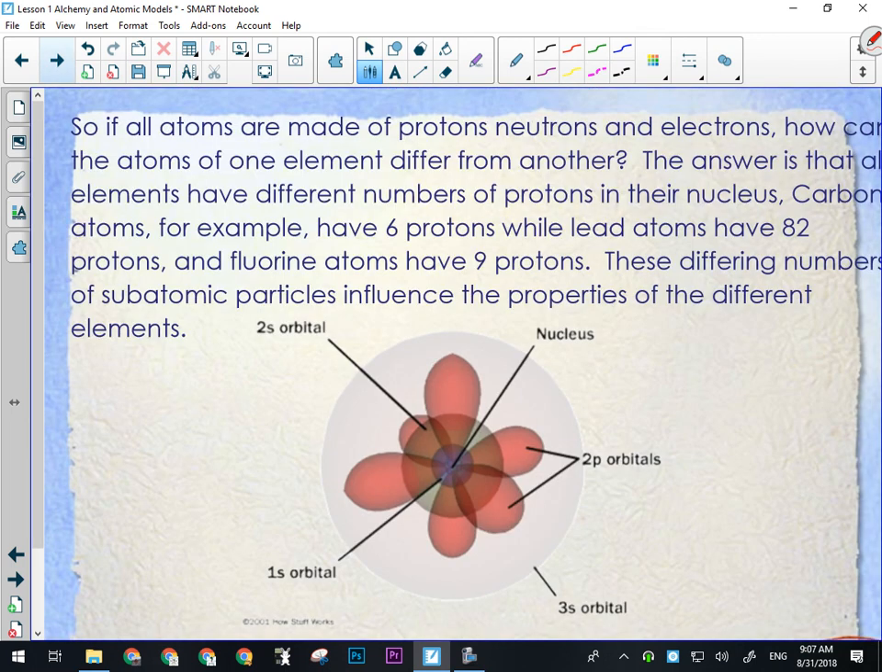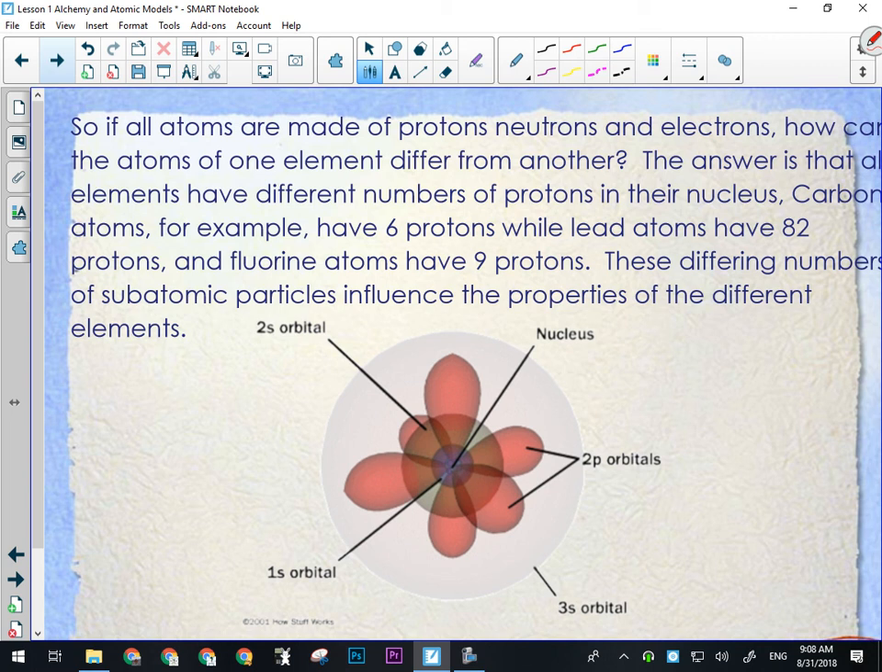Okay, so things to remember here, guys. All atoms of all elements are made of the same things. All atoms, all matter is made of protons, neutrons, and electrons. Now in Physics 30, you'll learn what protons, neutrons, and electrons are made out of, but for right now, we're just going to stop with, they're made out of protons, neutrons, and electrons.